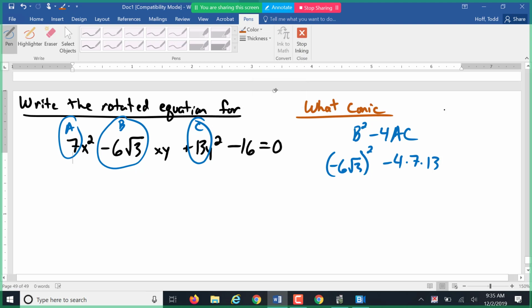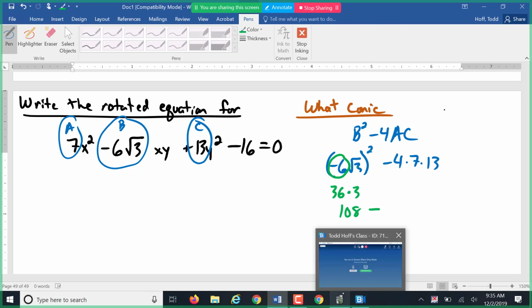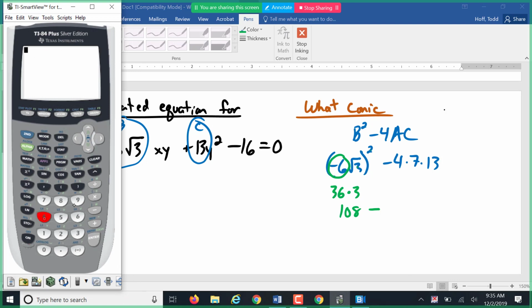Now this negative 6 times the square root of 3 squared, we can take each piece separately and then multiply them together. Negative 6 squared is a positive 36. Square root of 3 squared is 3. 36 times 3 is 108. Minus 4 times 7 times 13, it's 364.